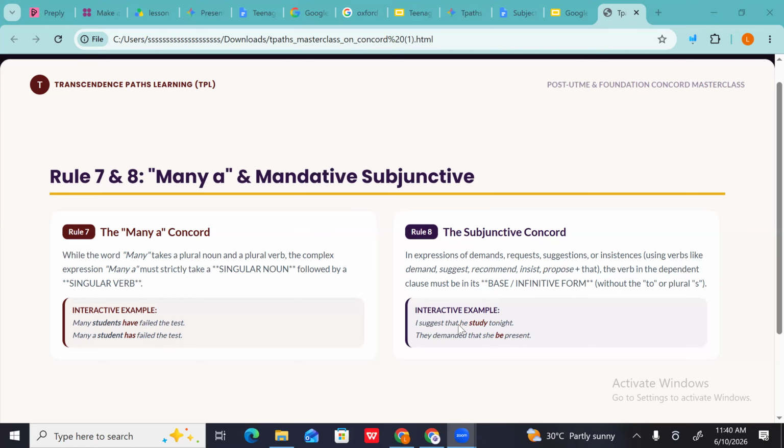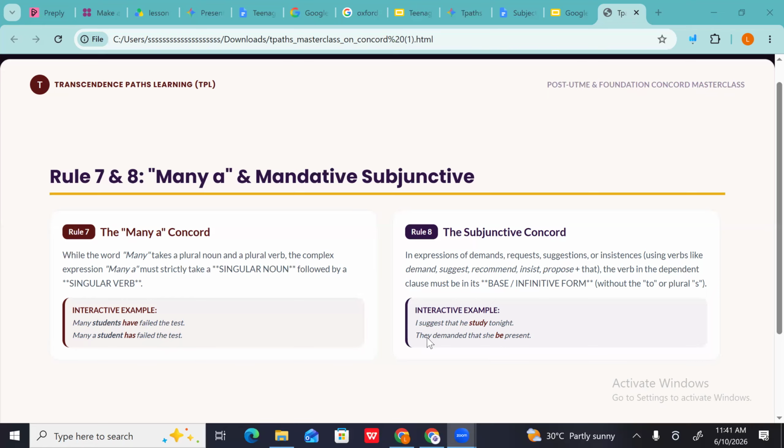I suggest that he study. Study is the base form of the word study. You know, we have study, studies, studied. Please don't turn it to singular or plural or past or anything. Just make it in the base form because of this word suggest.